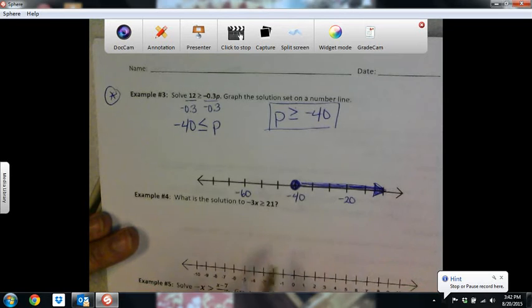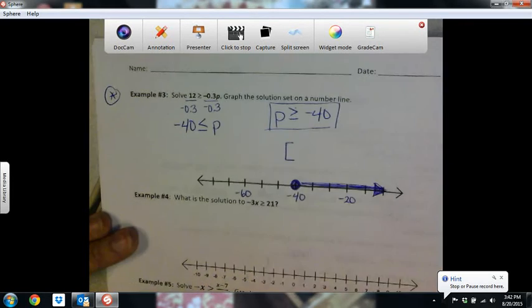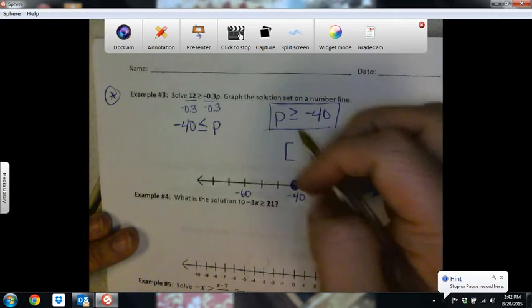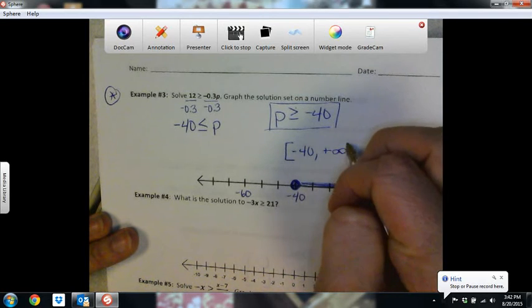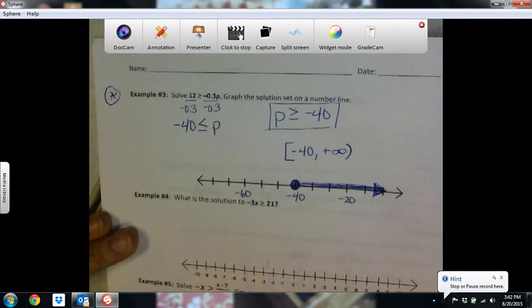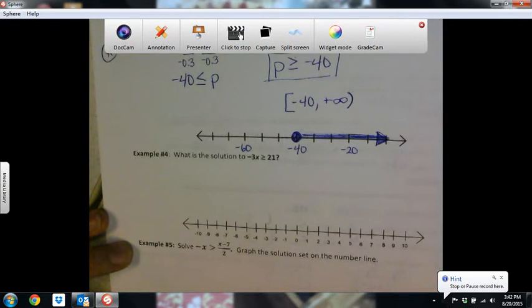And then when I read my answer from left to right, I'm going to start at negative 40, and this time it gets a bracket because it has the or equal to and a closed dot. So negative 40, and then it goes to a positive infinity, which gets a parenthesis because I never can reach infinity. Go ahead and try example number 4 on your own.